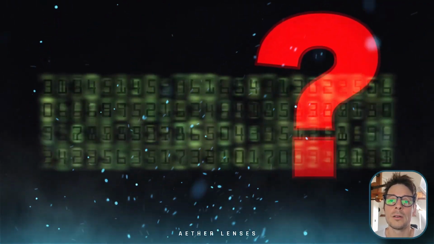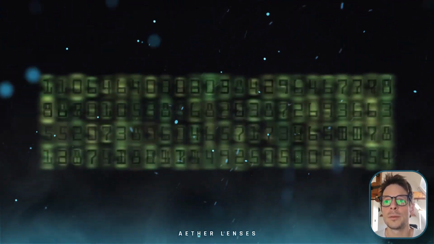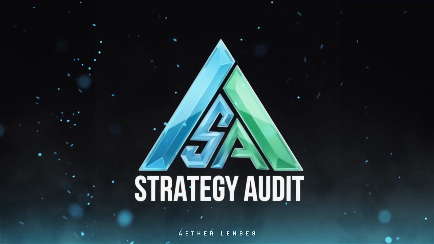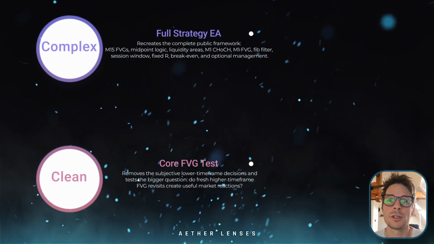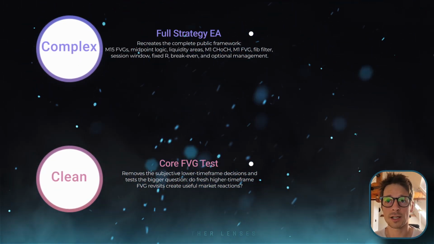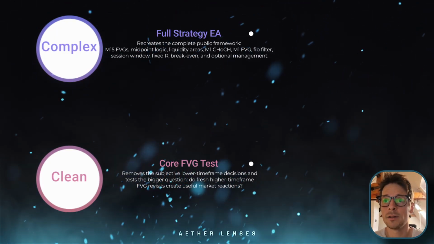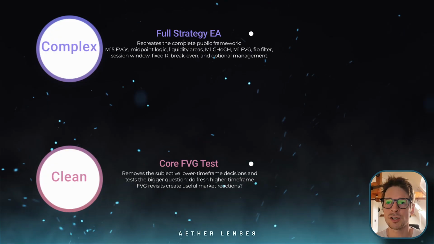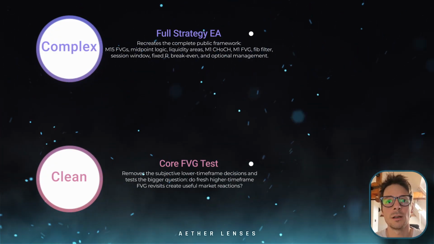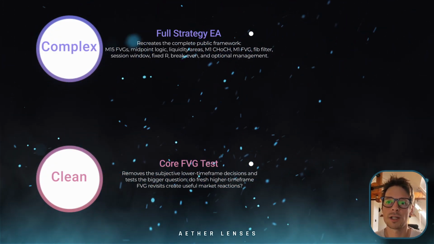When you combine all of that, the number of possible interpretations explodes. I'm doing two things. First, I'm releasing the full EA as a research tool. If you believe the full model has edge, you can take the EA, define your version of the rules, test different settings, and see if you can turn the discretionary framework into something robust. That is the right way to explore this type of strategy.